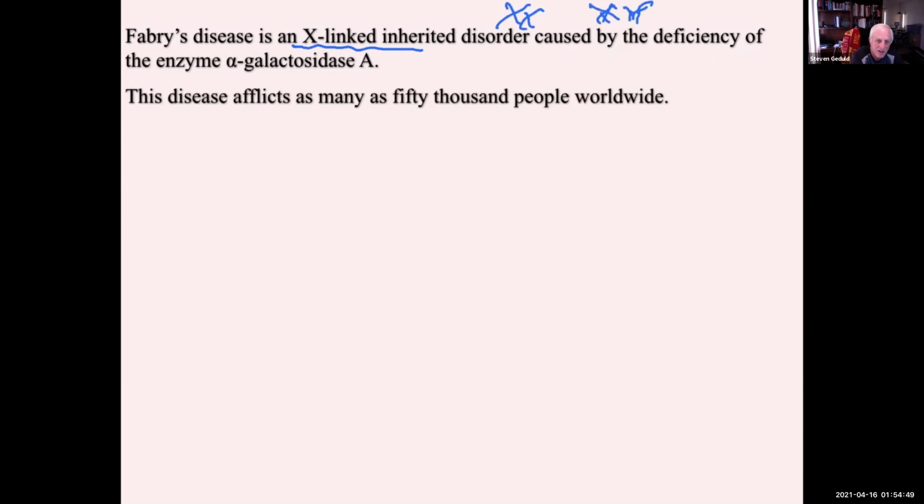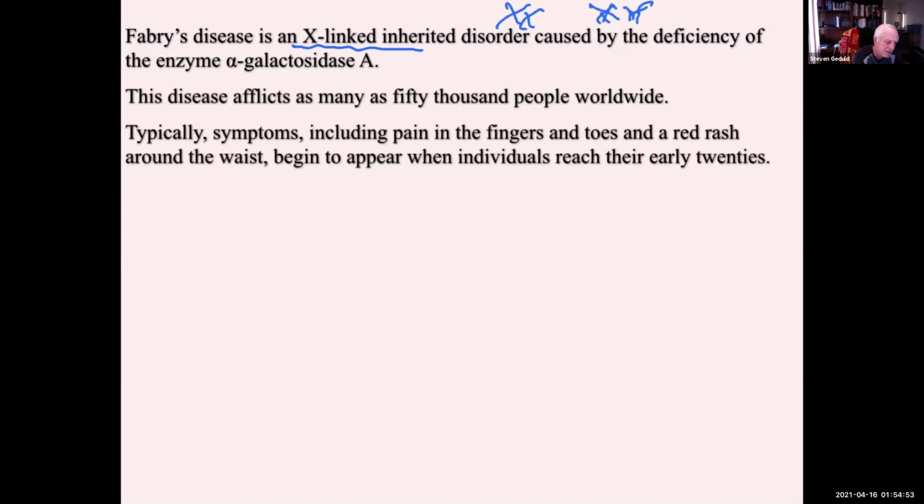If it's on the male, you only have one X chromosome, so you're screwed. Females have two. If it's on one X chromosome, they still got another one. It could be on that one. So Fabry disease is much more common in males than females because it's an X-linked inherited disorder. Again, genetics 101. This disease afflicts as many as 50,000 people worldwide.